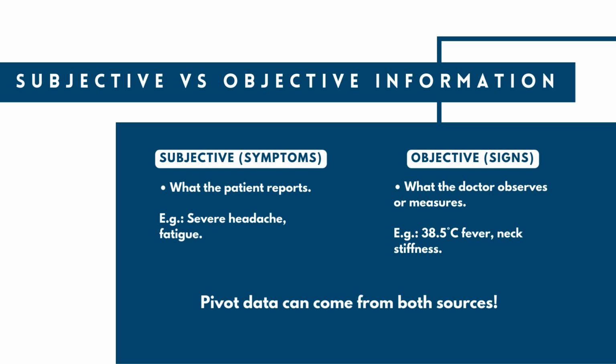Clinical information can be subjective or objective. Subjective information is what the patient reports, such as saying, "I have trouble breathing." Objective information is what the physician observes or measures, such as noting a low oxygen saturation or an elevated respiratory rate. A pivot data point may come from either of these two sources.